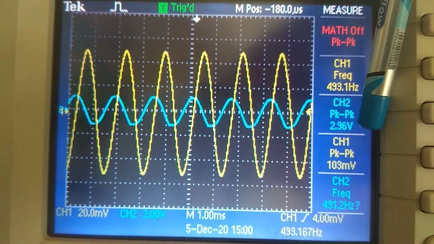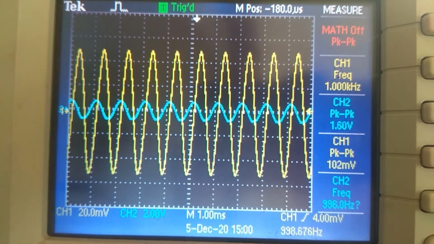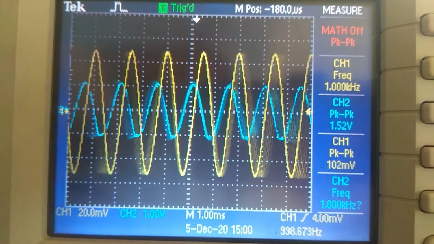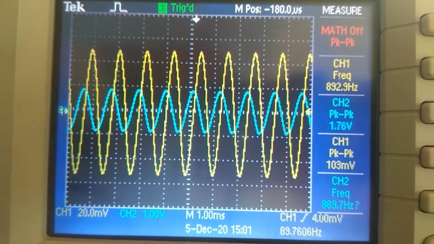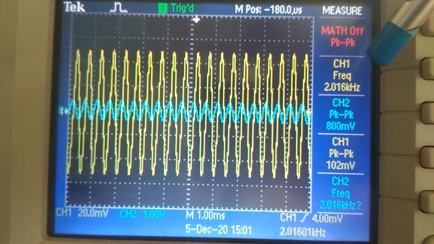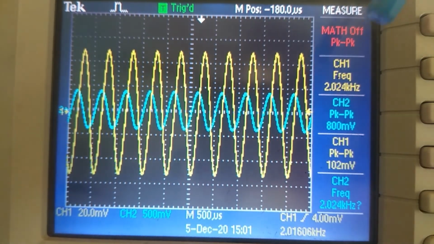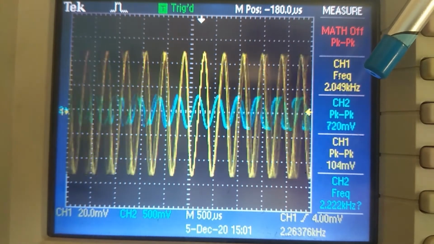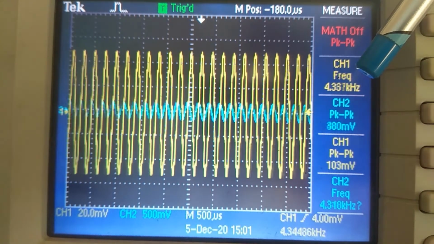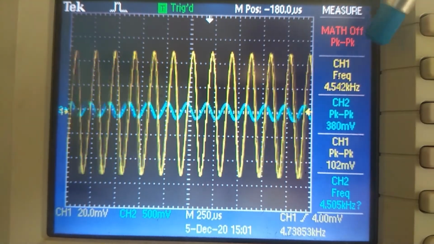Now if I go to 1 kilohertz, see the voltage has decreased to 1.60 volt. Now I am again increasing my range of frequency. If I go directly to 2 kilohertz, around 2 kilohertz it has changed to 800 millivolt. Now we are going to look for the frequency where input and output match. Now let me increase to 5 kilohertz. Now it is 360 millivolt, around 5 kilohertz.